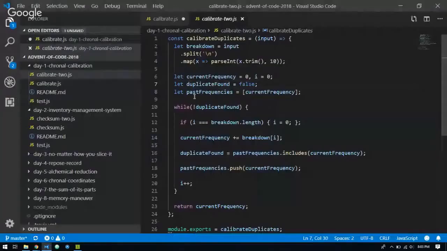So that's what I did. So calibrate duplicates 2. And again, I'm not trying to say I'm a JavaScript expert. I am not. The reason I'm sharing this is because I knew I was weak in it, and this was my way of practicing how to get better at it.